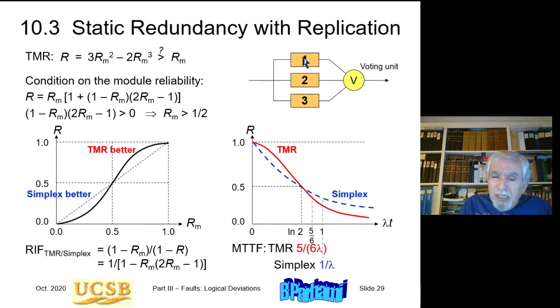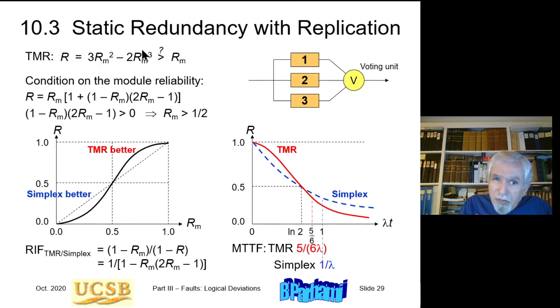So this is basically a 2 out of 3 structure. As long as 2 of the 3 work correctly, we get the correct output, assuming that the voter is perfect, okay? We'll come to that later. What happens with an imperfect voter, we'll discuss later. So this is the reliability of a 2 out of 3 structure, each of the units have reliability Rm, module reliability. This is reliability of the ensemble.